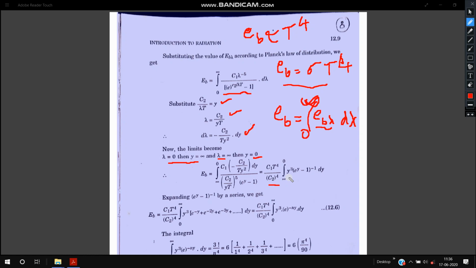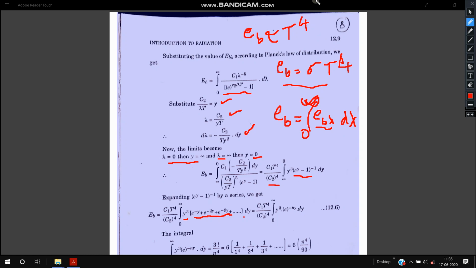Now, you know that the expansion of e raised to y minus 1 whole raised to minus 1 is e raised to minus y plus e raised to minus 2y plus e raised to minus 3y and so on. So you get C1 T raised to 4 by C2 raised to 4 times the integral from 0 to infinity of y cube e raised to minus ny dy.